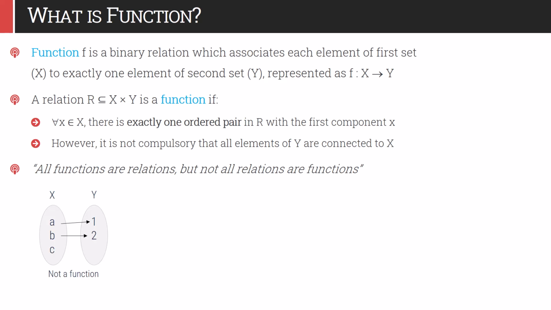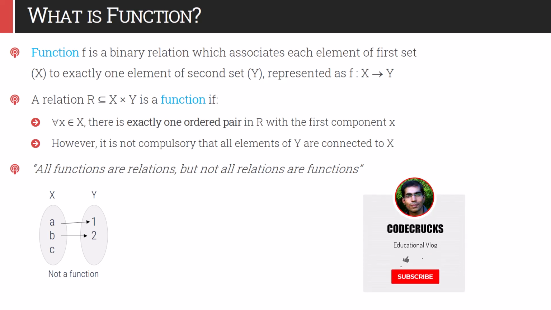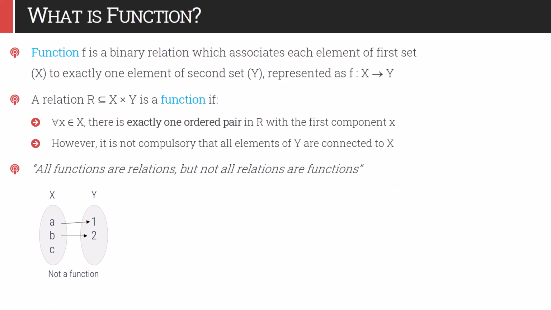So we can say that a relation is a subset of the Cartesian product and functions are a subset of relations. If we look at this, X is A, B, C, Y is 1, 2. So A is connected with 1, B is connected with 2. All the elements of Y are connected, but element C, which is in X, is not connected to any element of Y. So this is not a function. The condition is that all the elements of X must be connected with some of the elements of Y.